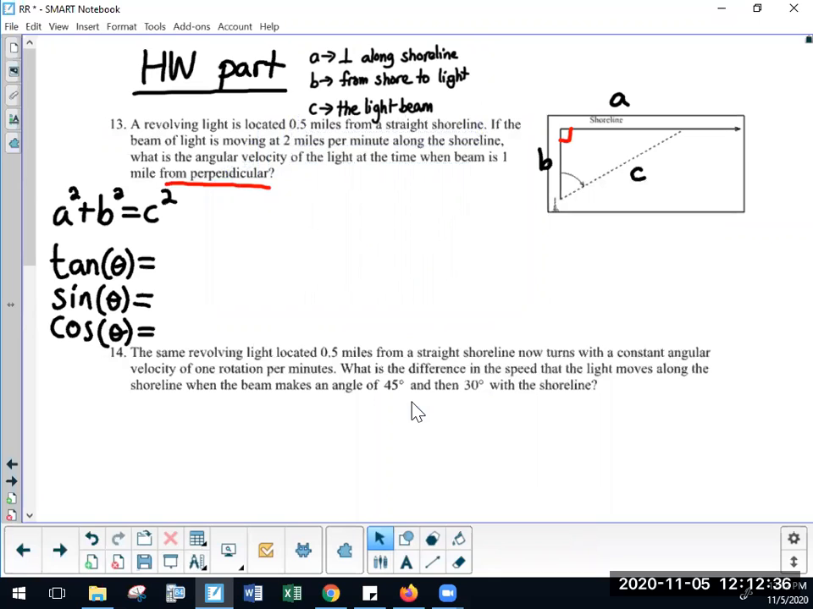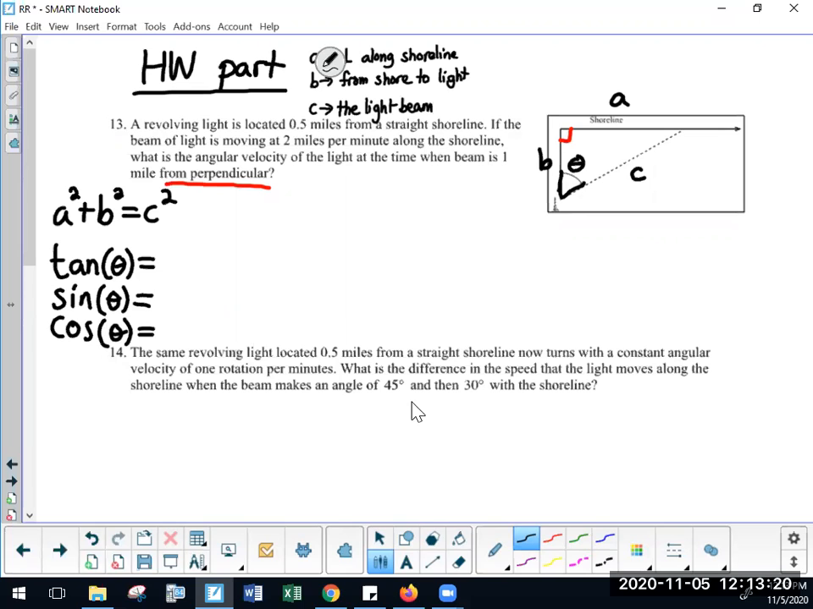dA/dt is the change of that distance, dB/dt is the change of that distance, dC/dt is the change of that distance. If I were to differentiate a squared plus b squared equals c squared, I'd get the same equation we've looked at several times today, as well as other days. And tangent, sine, and cosine would be very similar to the rocket problem we looked at earlier as well. But the angle is this angle right here. So that's where theta is. It's the angle that the lighthouse makes from the perpendicular along the shore. So d theta/dt is the change of that angle.